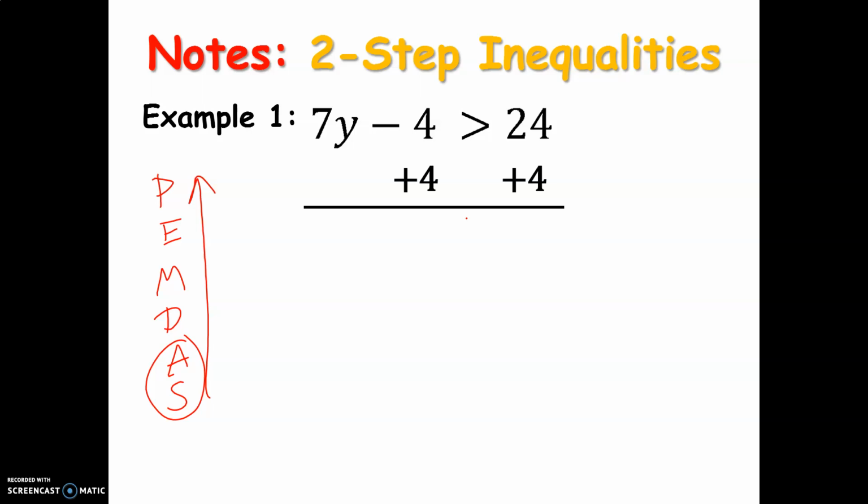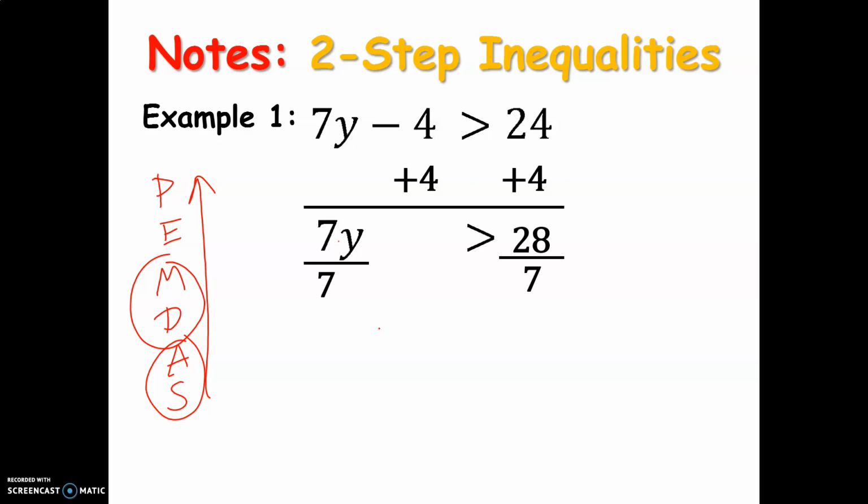If we add a 4 to the negative 4, we get 0. And so our inequality becomes 7y is greater than 28 because 24 plus 4 is 28. Now we ask ourselves, do we have any multiplication or division? And we do. We see here on the left that 7 is next to y, meaning we have 7 times y. The opposite of multiplying by 7 is dividing by 7. We'll divide both sides of this inequality by 7.